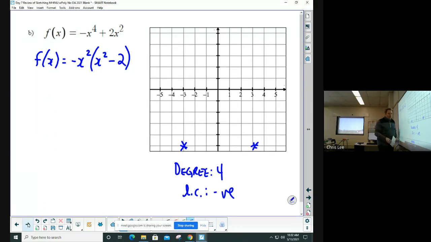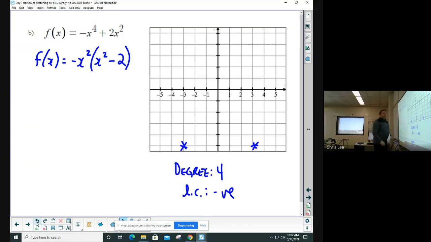Again, anytime you common factor, you can double check to see if you did it right by putting it back. Negative times a positive is negative, that's good. X squared times x squared is x to the 4. And then a negative times a negative is a positive 2x squared. Yes, I've done that correctly.